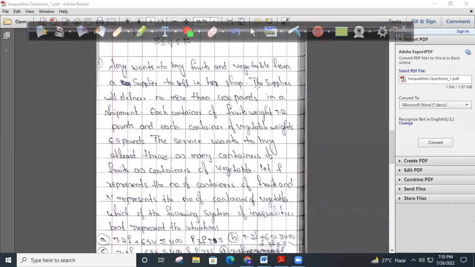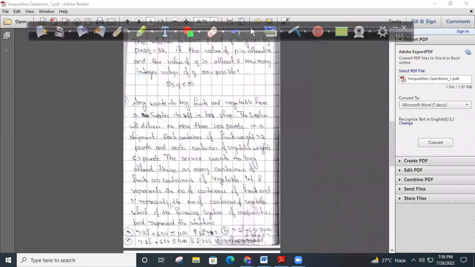Amy wants to buy fruits and vegetables from a supplier to sell in her shop. The supplier will deliver no more than 400 pounds in a shipment. Each container of fruits weighs 7.2 pounds, and each container of vegetables weighs 6.5 pounds. She wants to buy at least thrice as many containers of fruits as containers of vegetables. Let F represent the number of containers of fruits, and V represent the number of containers of vegetables. Which of the following systems of inequalities represents the situation? Very good question, simple but a bit complicated.